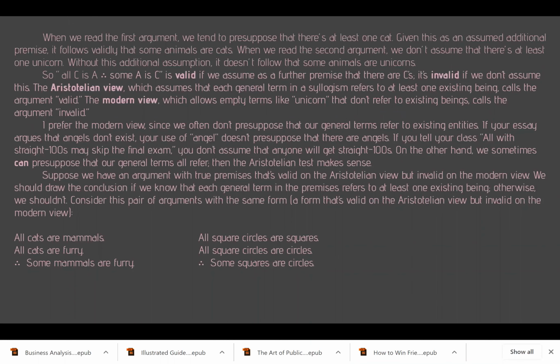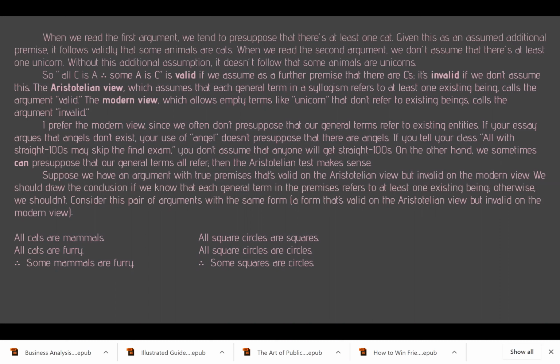The Aristotelian view, which assumes that each general term in a syllogism refers to at least one existing being, calls the argument valid. The modern view, which allows empty terms like unicorn that don't refer to existing beings, calls the argument invalid. I prefer the modern view since we often don't presuppose that our general terms refer to existing entities.